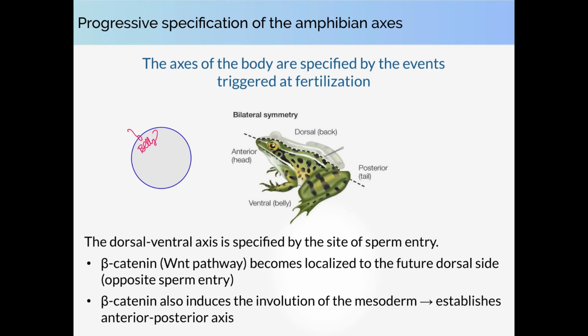The specification of the anterior-posterior axis is linked to that of the dorsal-ventral axis, and it relates to the localization of the transcription factor beta-catenin to the site that will become the future dorsal region of the organism. The localization of beta-catenin to this presumptive dorsal region is needed for the involution of the mesoderm during gastrulation, and that process serves to establish the anterior-posterior axis.